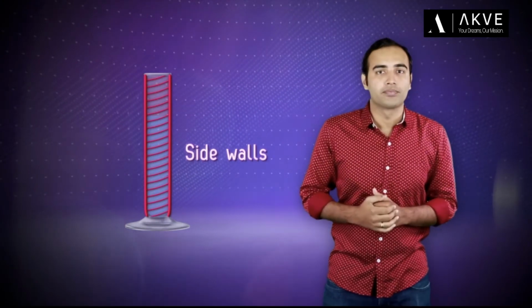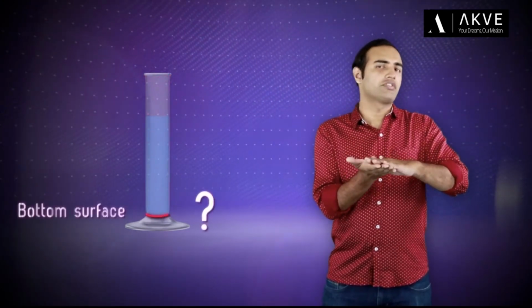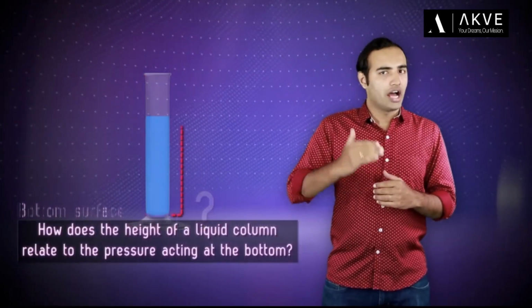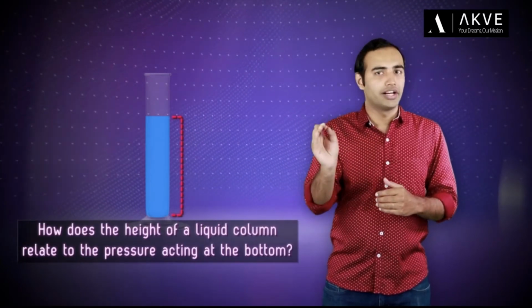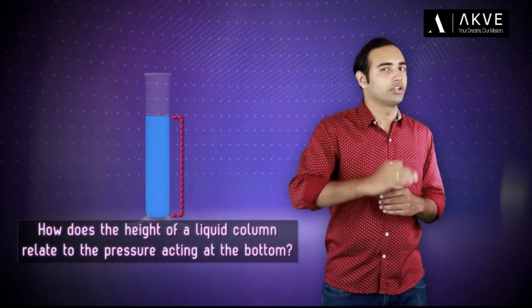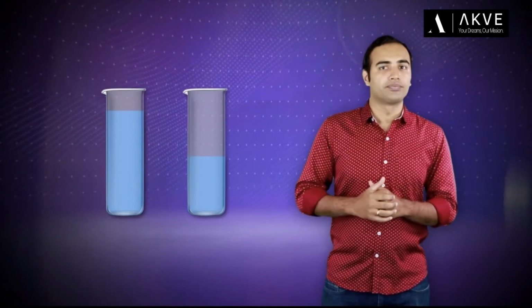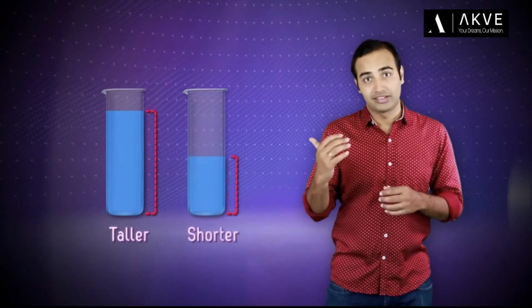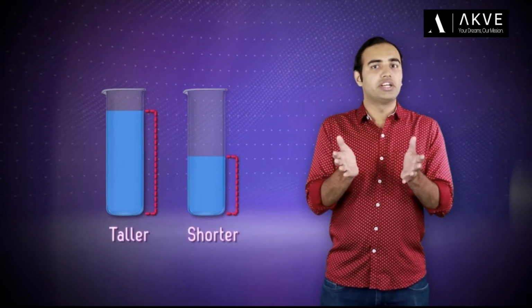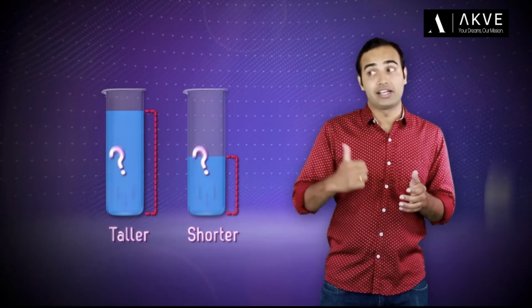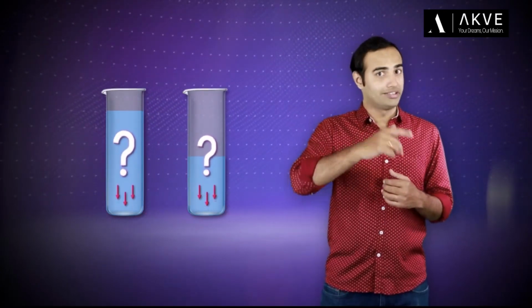So till now, we talked about pressure applied by liquids on the side walls of a container. But what about the bottom surface of the container? How does the height of a liquid column relate to the pressure acting at the bottom surface? For instance, consider these two tumblers over here. You can see that the first tumbler has a taller water column than the second. In which case do you think more pressure is acting at the bottom? Take a moment and think about it.